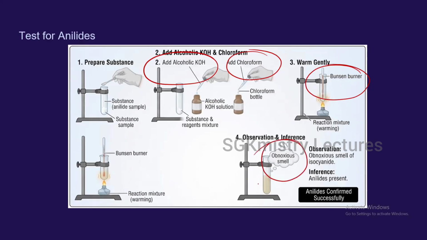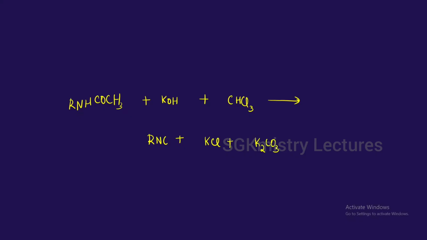So if the isocyanide is formed, then we can say that enzymes are present. So this is how we are going to check for the presence of enzymes. So let us look into the reaction for the same. RNH COCH3 in the presence of KOH and the chloroform, you're going to get the isocyanide RNC, KCl plus potassium carbonate. Okay, so because of the formation of isocyanide, we can say that the obnoxious smell is obtained. So because of which we can say that the given compound may be aniline.